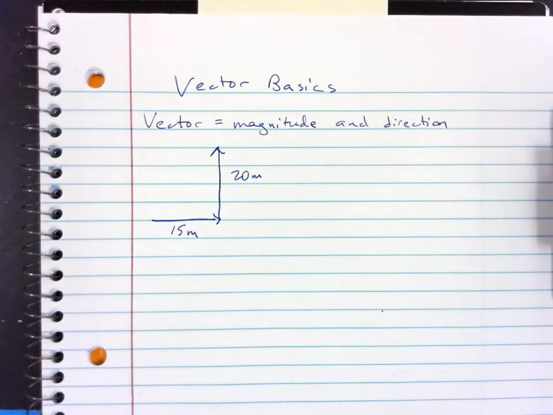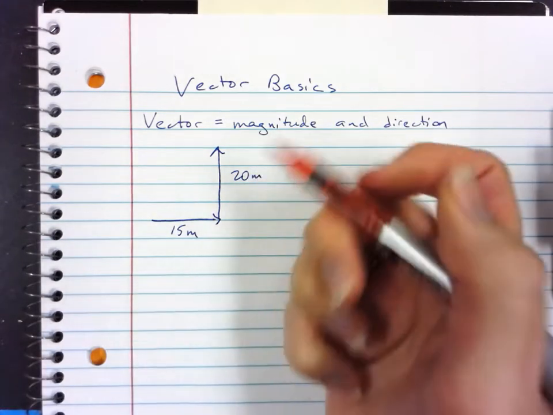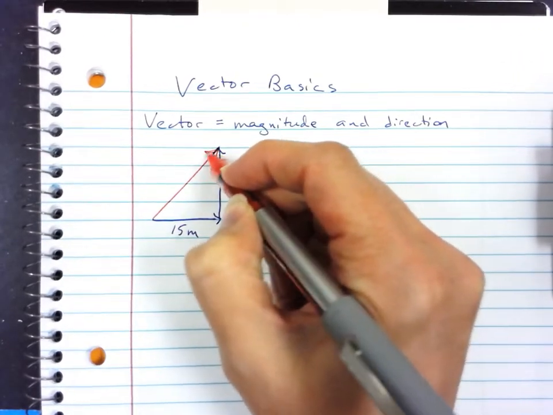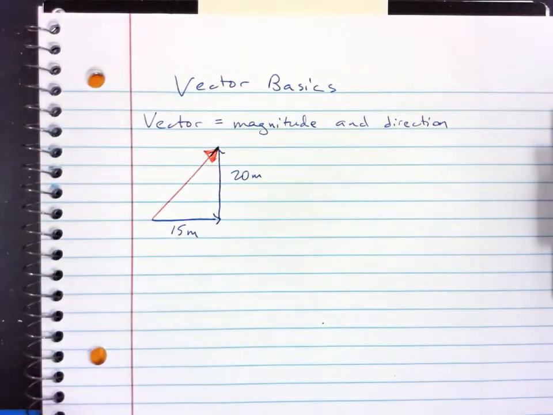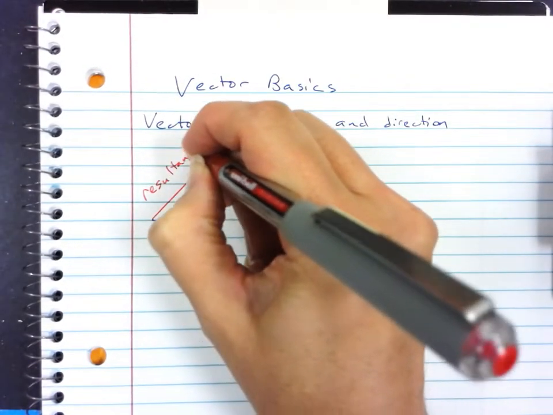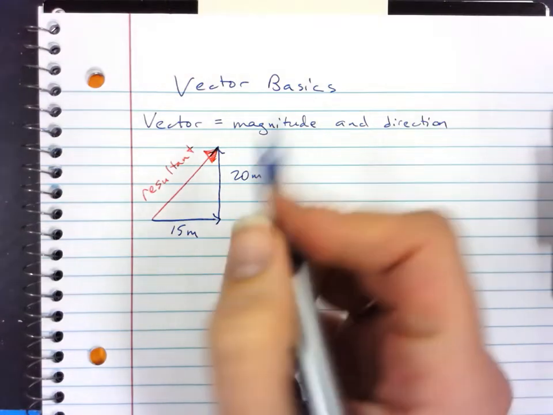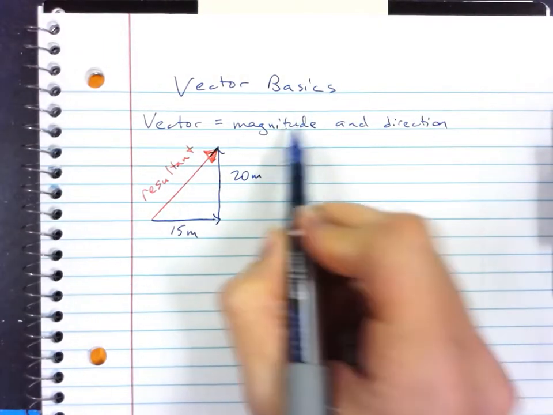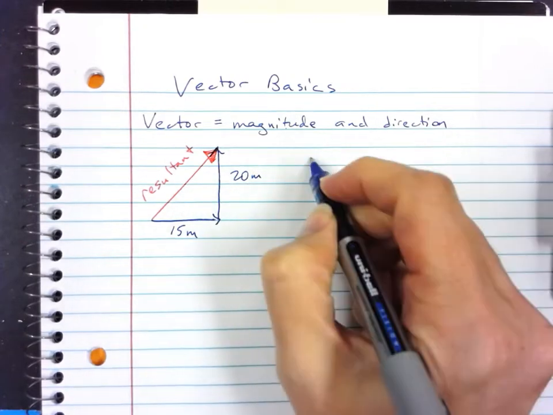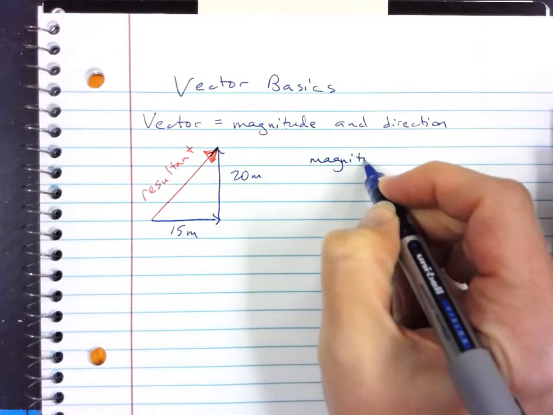So where's the red pen? The shortcut would have been along what I've done here in red, and we call this the resultant. So we need to know both the magnitude and direction of this resultant. To get the magnitude, we're going to use the Pythagorean theorem.